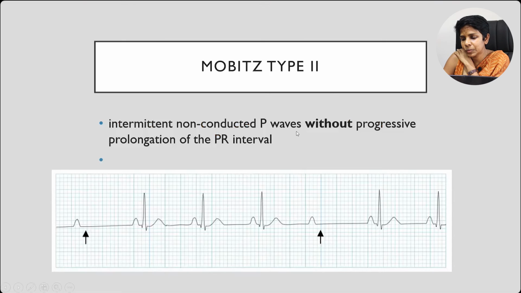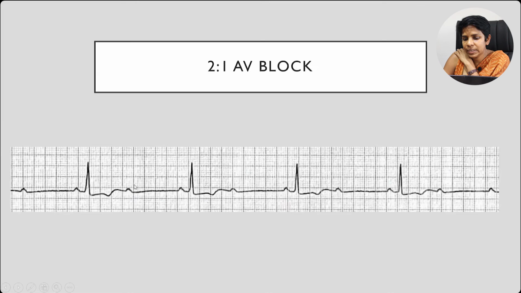In Mobitz type 2, there is no progressive delay of the PR segment like that, but suddenly and intermittently, P waves stop getting conducted to the ventricles. In 2 to 1 AV block, for 2 P waves, only one QRS, one electrical activity, is conducted to the ventricle. That's why you get for 2 P waves, only one QRS, 2 P waves, one QRS.